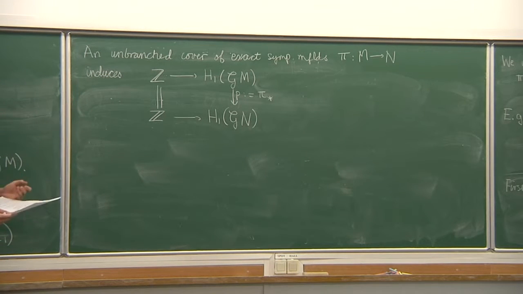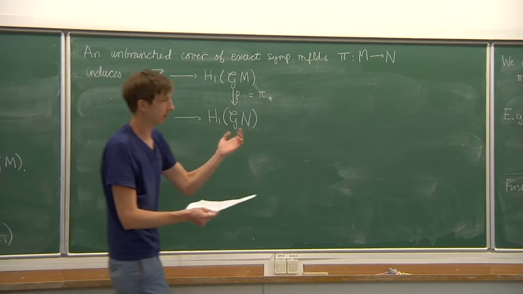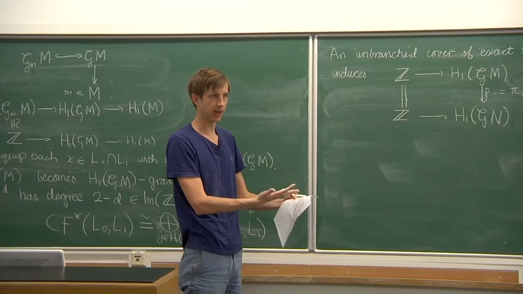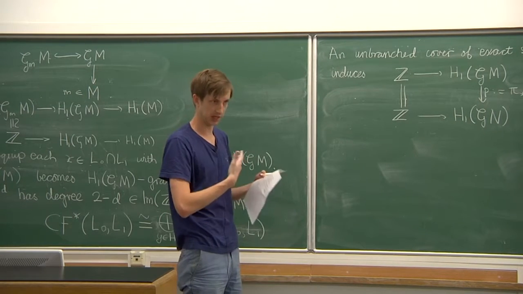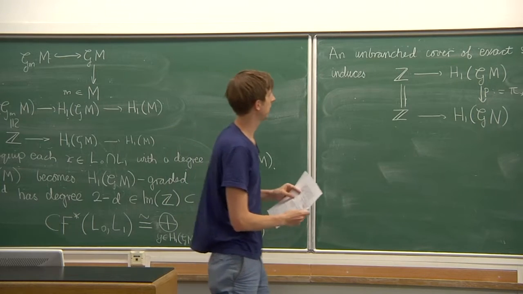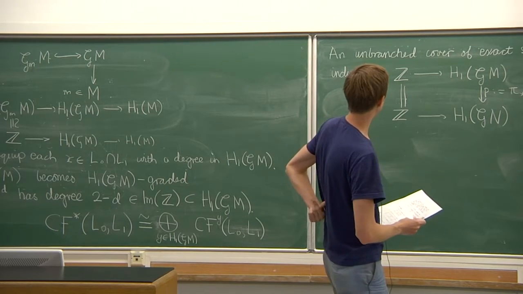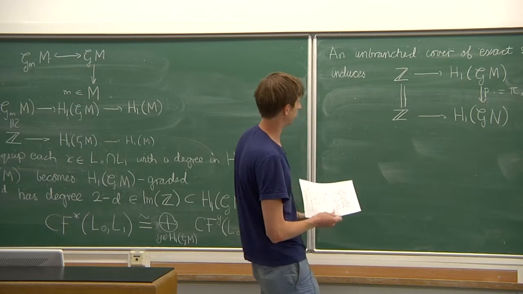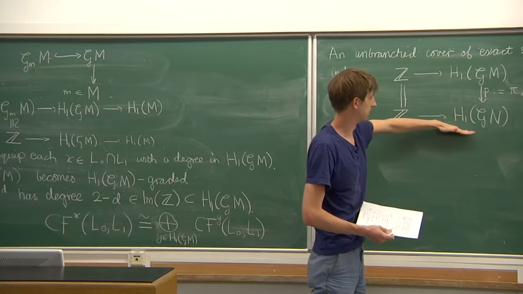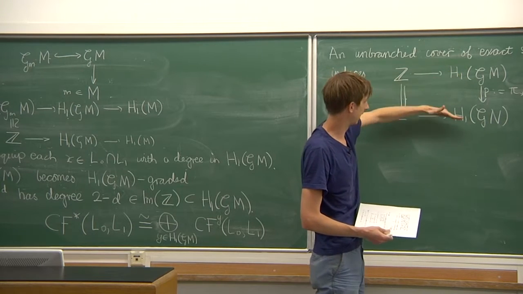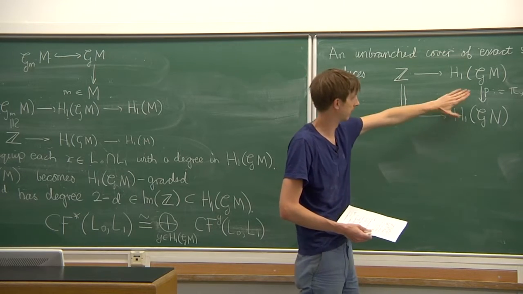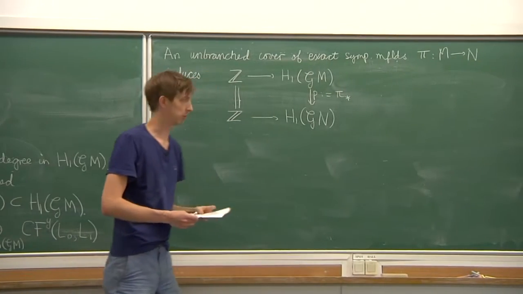So we're trying to understand how these relative Fukaya categories behave under branched covers. And we're starting by understanding just how the thing in the complement of the divisor behaves first. So suppose we have an unbranched cover of exact symplectic manifolds that looks like this. It induces a morphism of these abelian groups in which our categories are graded, just by the push forward.